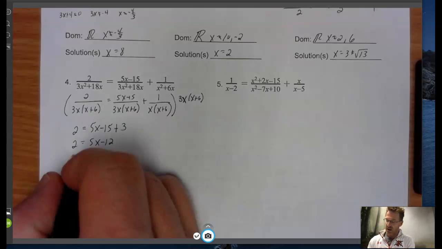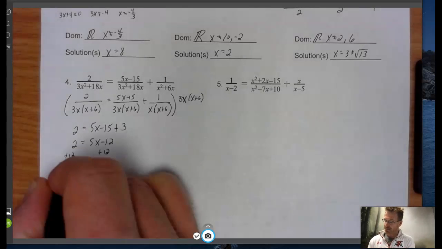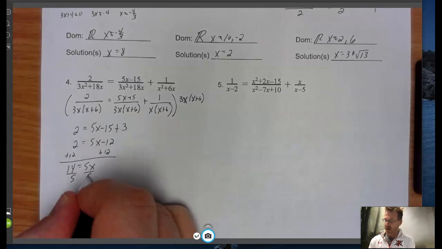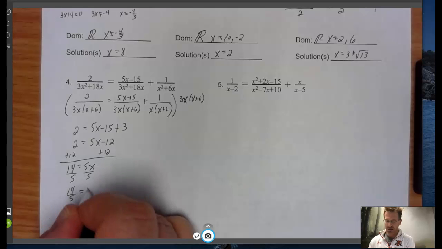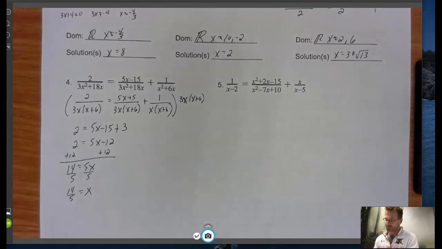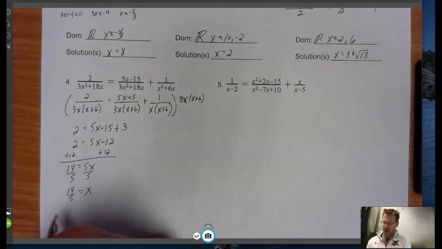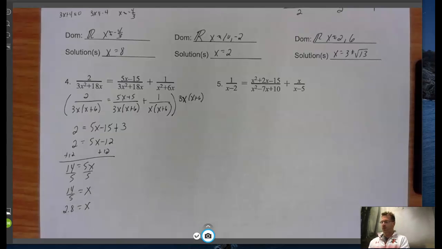So I can add 12 to both sides. So 14 equals 5x, divide by 5, and 14/5 is equal to x. And we would go from there. You can make that a decimal if you want, so I think that would be 2.8 if you wanted to write it as a decimal. So that would be our solution.